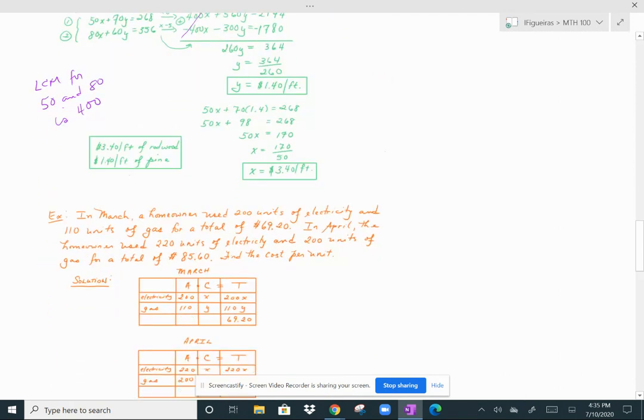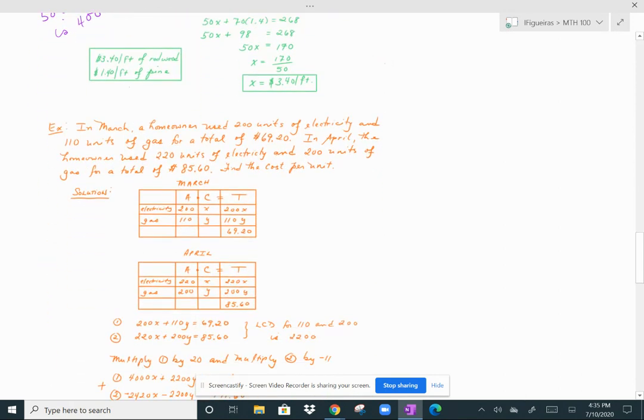All right, so here's another example. This has to do with units of electricity and gas. So in March, a homeowner used 200 units of electricity and 110 units of gas for a total of $69.20. So that's what the homeowner owed in March. In April, the homeowner used 220 units of electricity and 200 units of gas for a total of $85.60. We want to find the cost per unit for both the electricity and the gas.